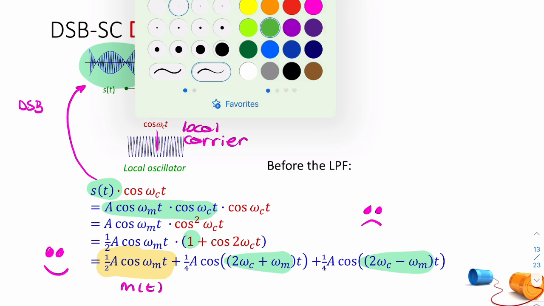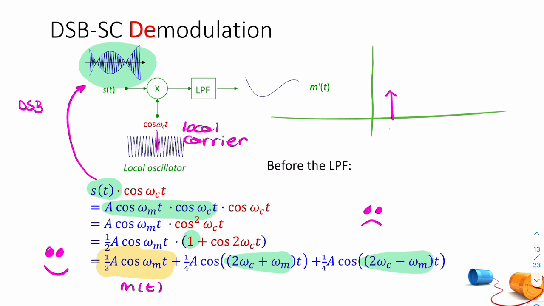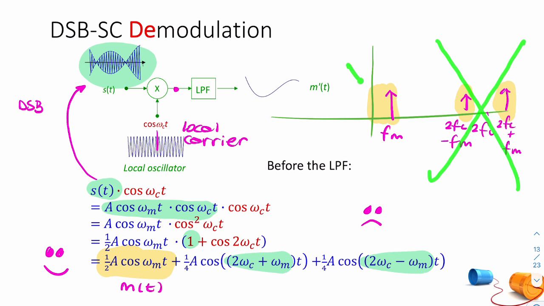And if you think in the frequency domain, if this is your message, then this and that are your upper and lower sidebands. So you've got FC, FC plus FM, and FC minus FM. So original message, upper sideband, lower sideband. What we have here is what we have at this point in the diagram after the multiplication. We have twice FC plus FM and twice FC minus FM. So all of this is high frequency. We want to block that and to keep this.